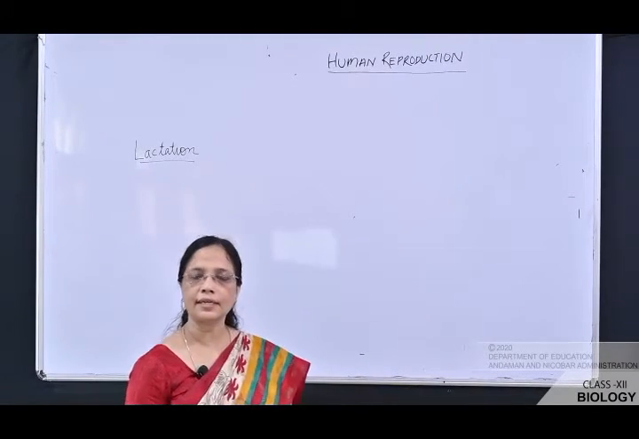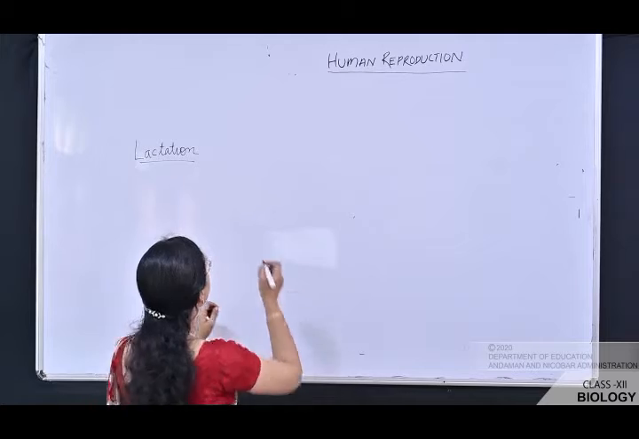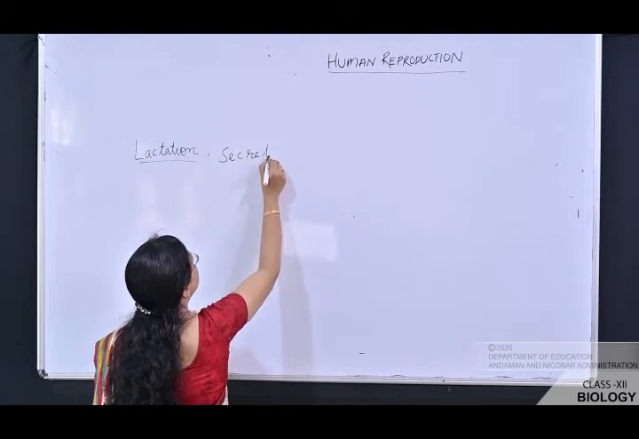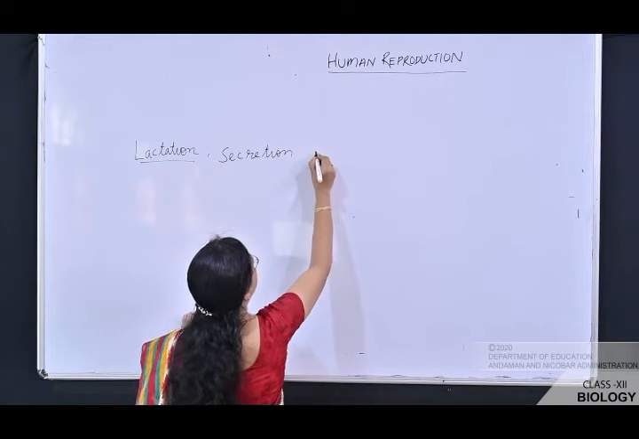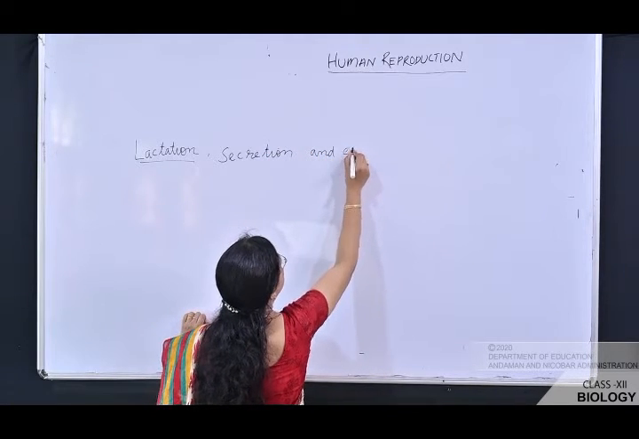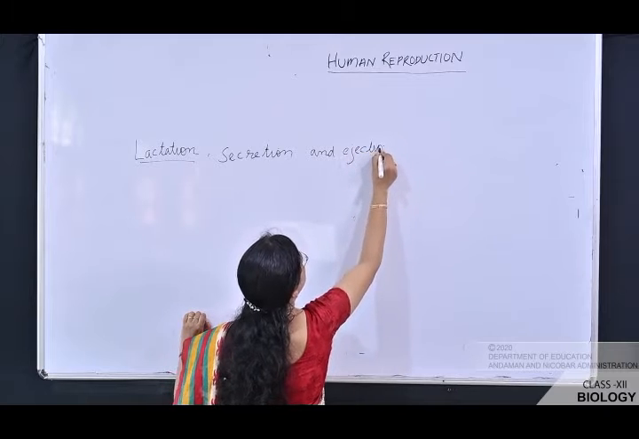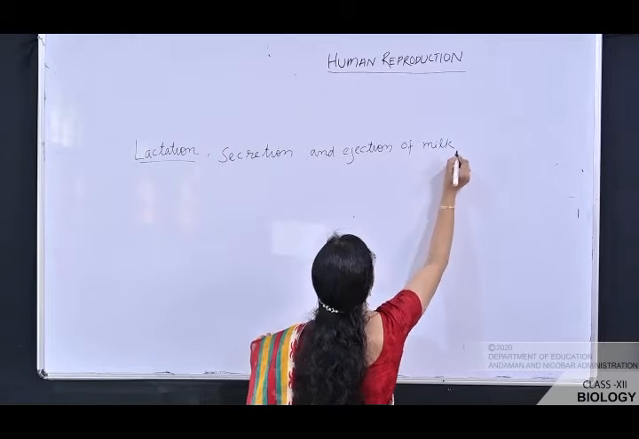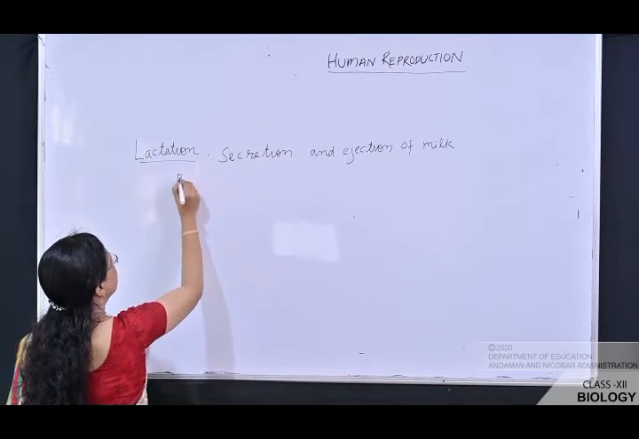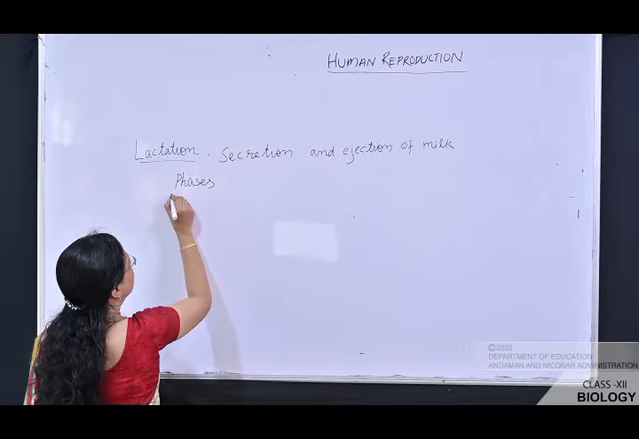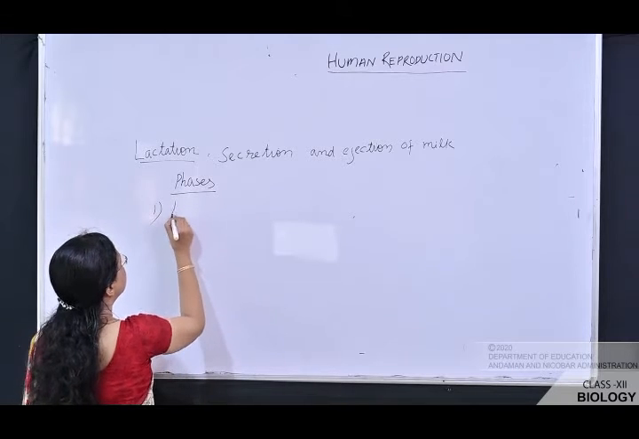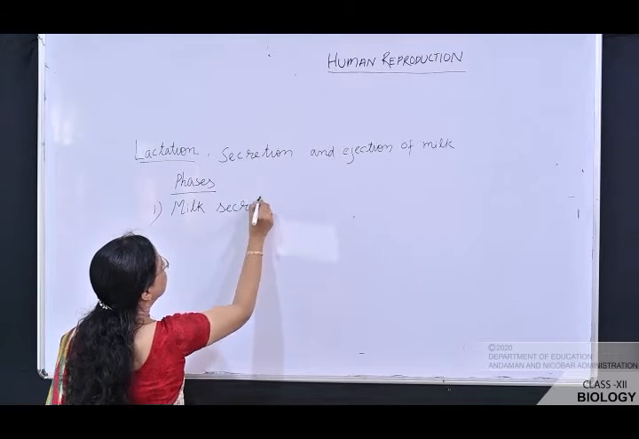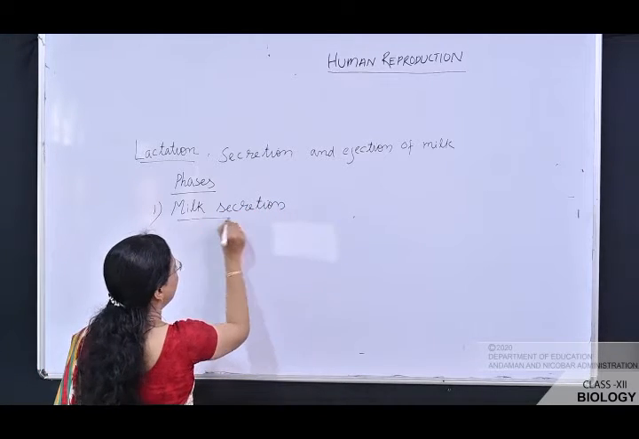Lactation is the secretion and ejection of milk. So what is lactation? It is the secretion and ejection of milk. Again, it has two phases. The first phase is called milk secretion. In this phase, what happens?